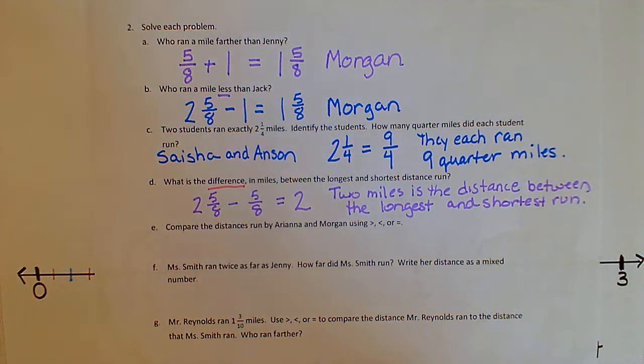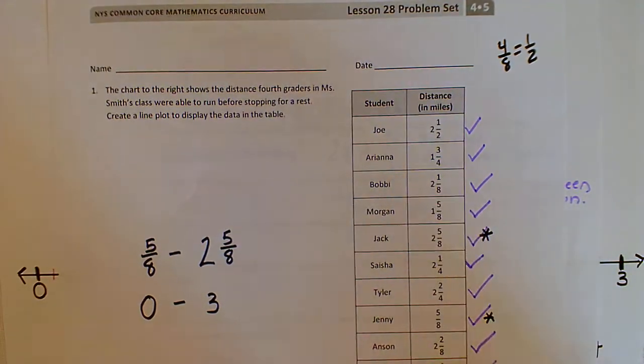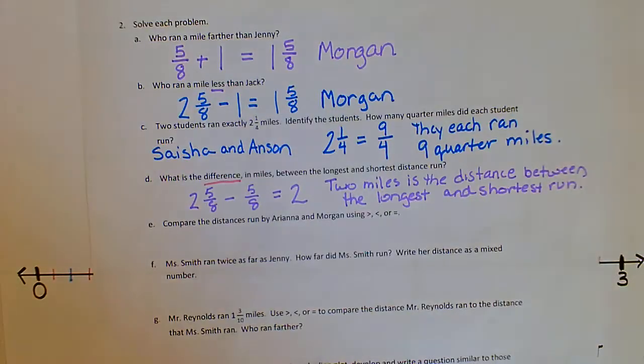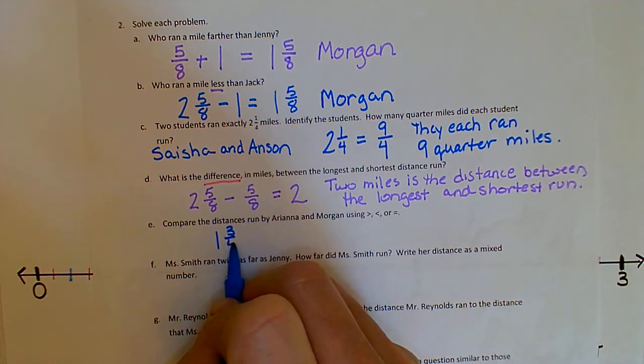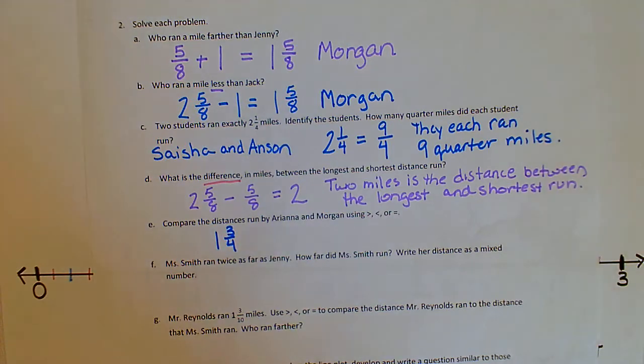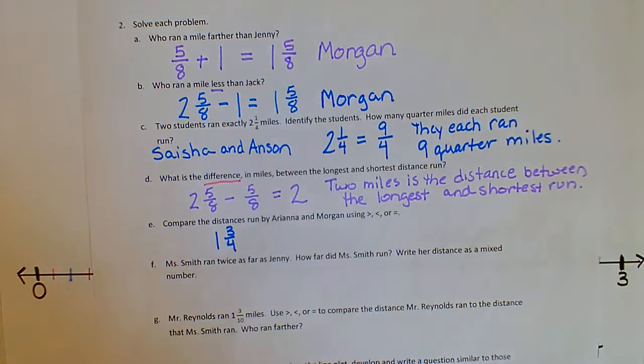Okay, let's take a look at the next one. It says, compare the distances run by Ariana and Morgan using greater than, less than, or equal to. So let's go back to our data and find Ariana and Morgan. Ariana ran 1 3/4 miles. So I'm going to write that, 1 3/4. Fourths and quarters are the same. Now let's find Morgan. Morgan ran 1 5/8.